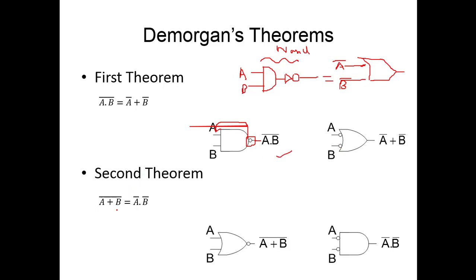Okay. The second theorem states that a or b whole complement is equal to a complement and b complement. It means that if we have an OR gate connected to inputs a and b, and we connect an inverter at its output, which becomes a NOR gate, this is equal to an AND gate with inverted inputs, a complement, b complement. These inverted inputs are denoted by bubbles, so you can replace this by this.